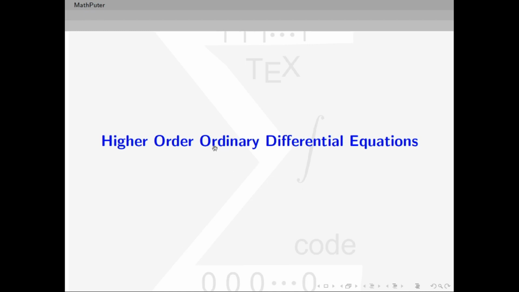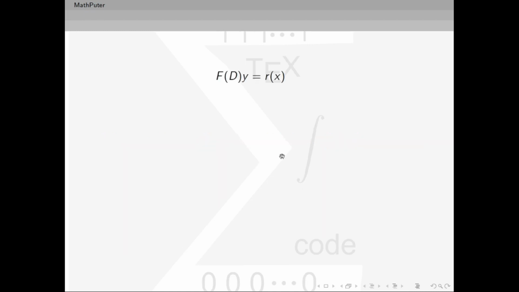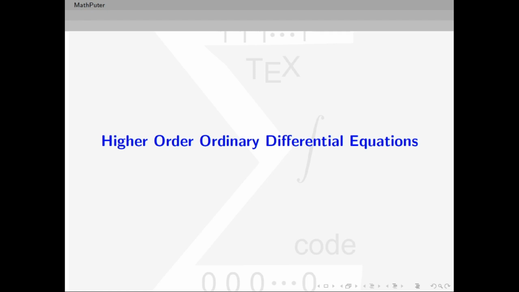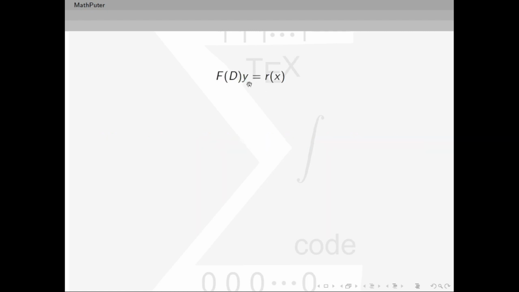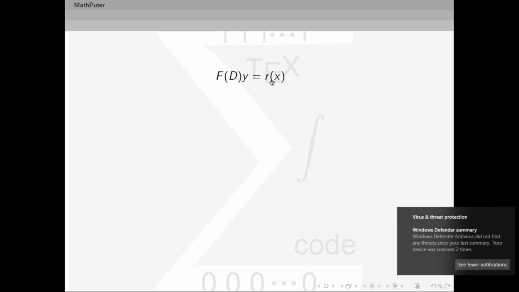This is the second session of higher order ordinary differential equations. So let us revise the first lecture, what we have discussed. At the end of the first session, we ended with capital F of D into y equal to Rx, where what is capital F of D?